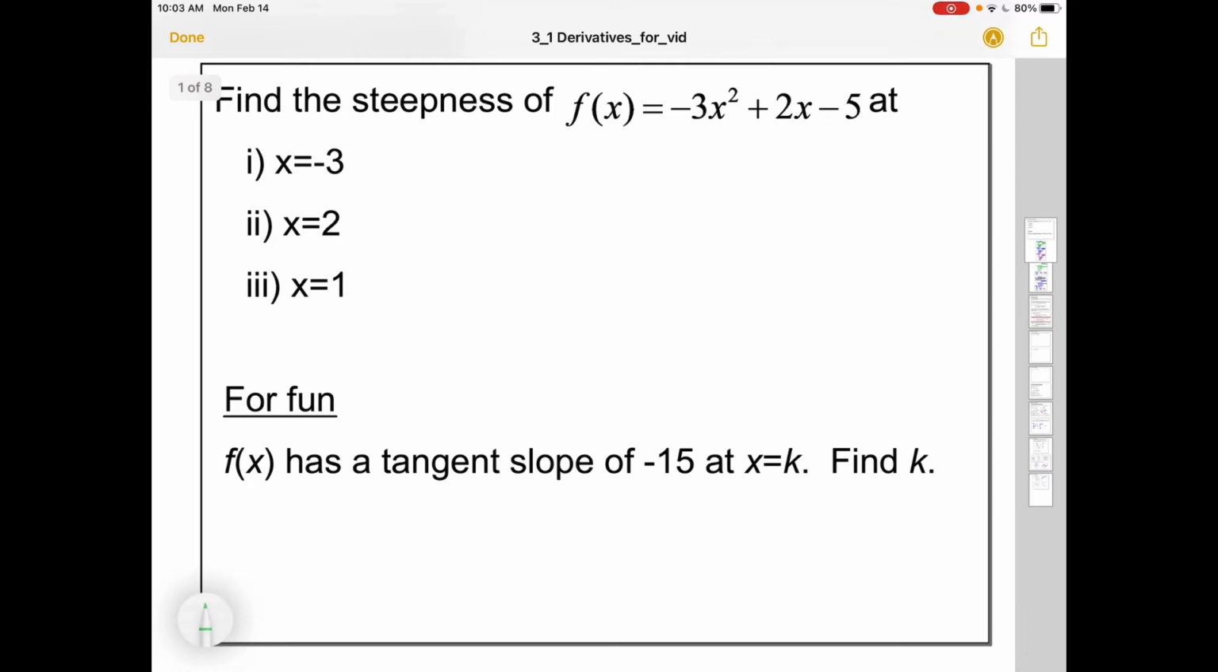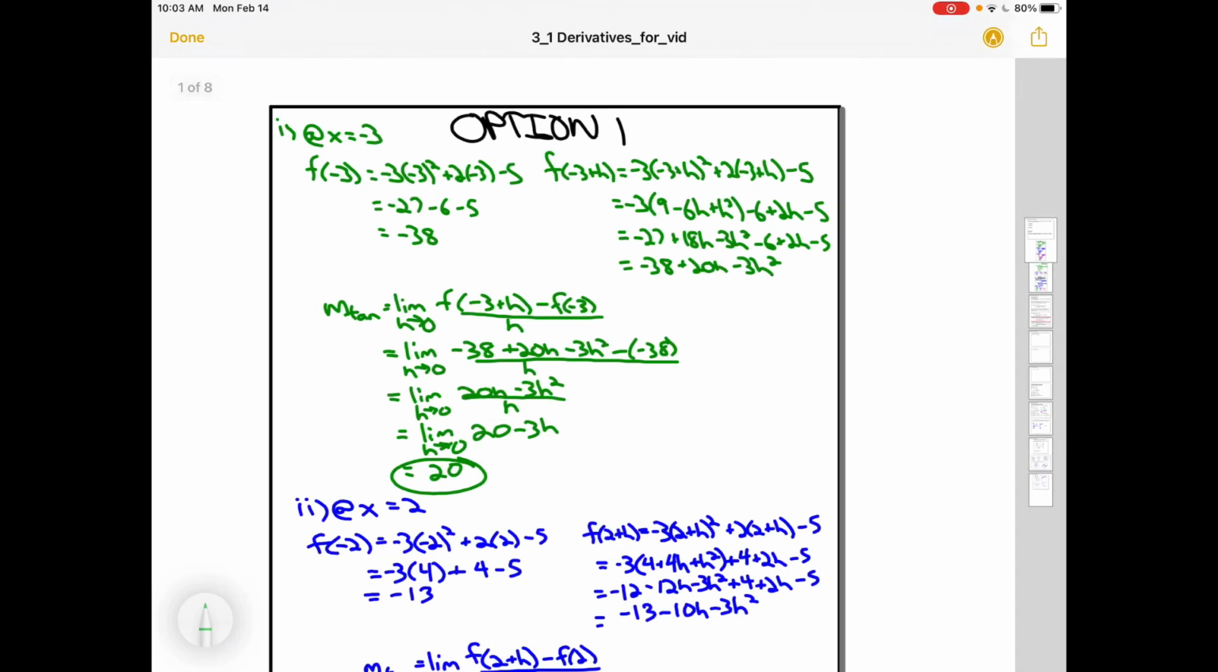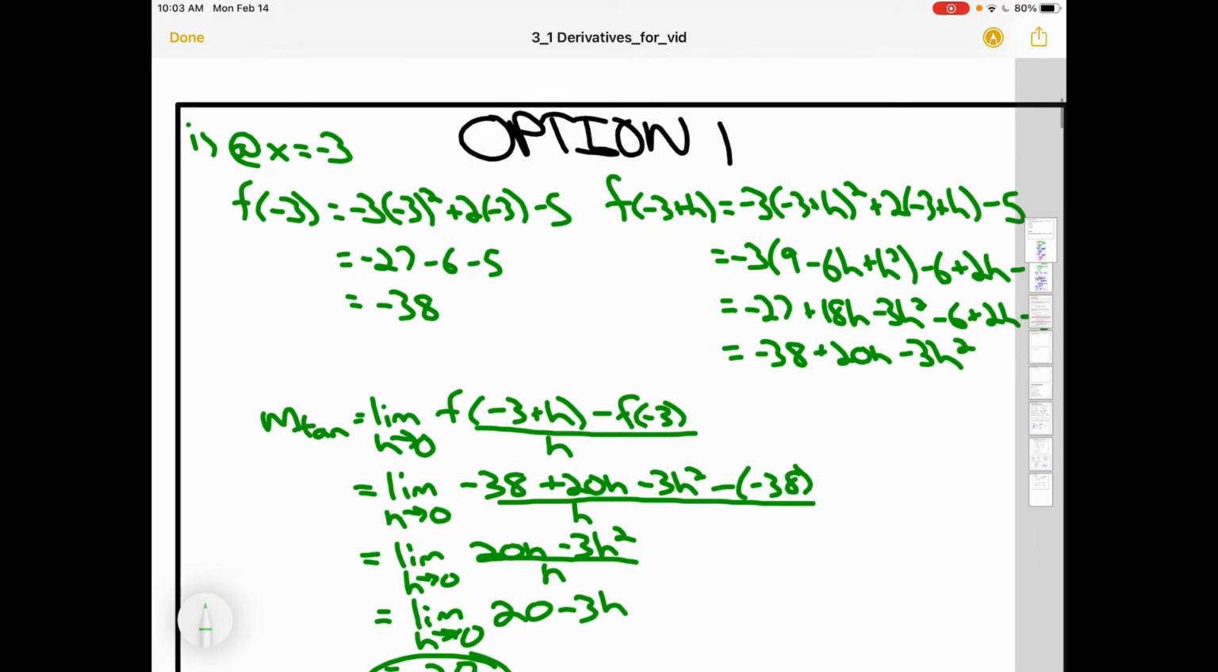Find the steepness of this function at 3 points. And then there's a for fun question. Now, I'm not going to go through the solution to this in real time, but I do want to think through some different ways of doing it. So here's option 1, by using our definition that the limit as h goes to 0 of f of a plus h minus f of a, all over h, is going to give us the slope at a certain point.